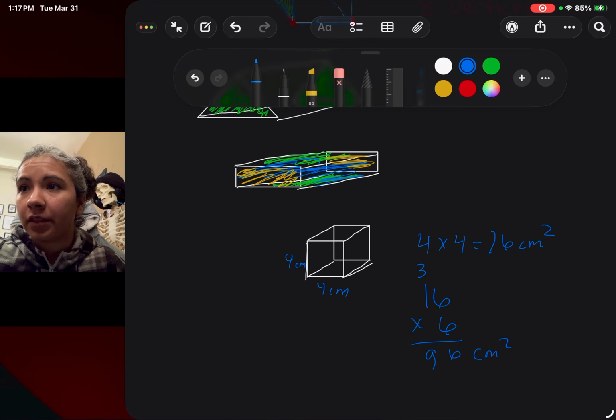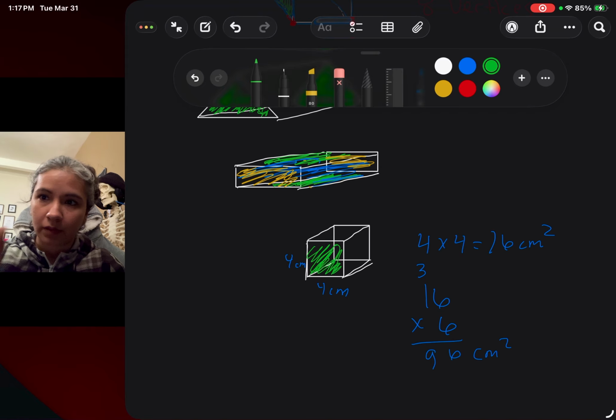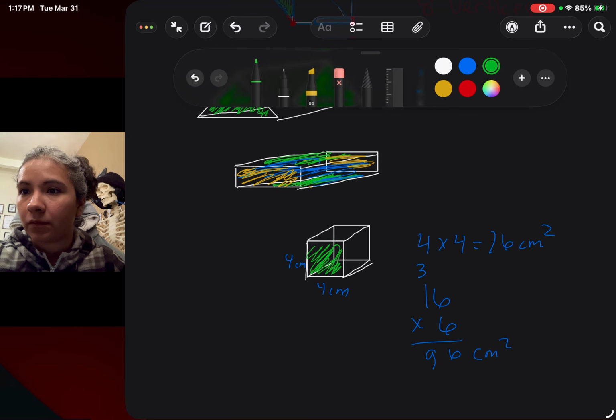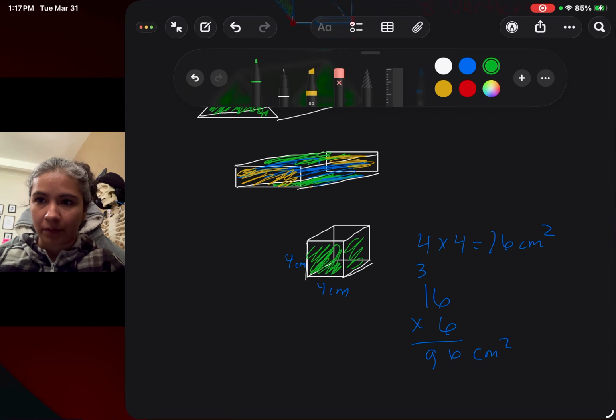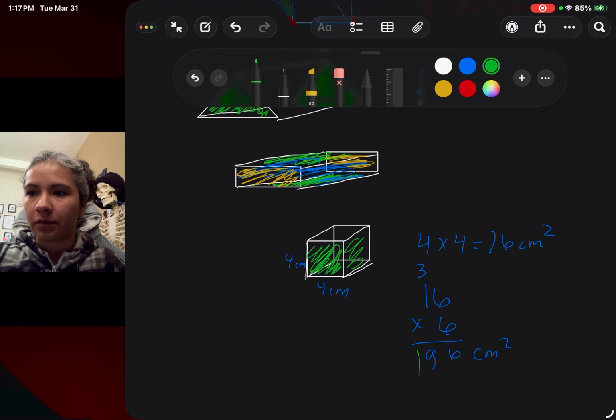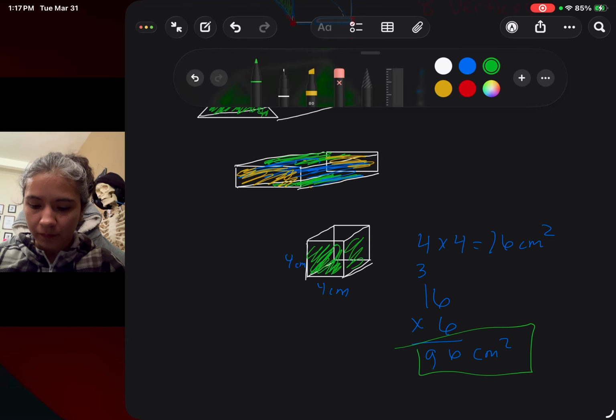So we found the area of this first one, the 4 times 4, because it's all the same. That's every single edge is 4 down. So that's 16 for this side, 16 here, so 16 6 times all the way around. You can also add all 16 together, but you'll still get 96. Or add all 6 of the 16s together and you'll still get 96 centimeters squared.